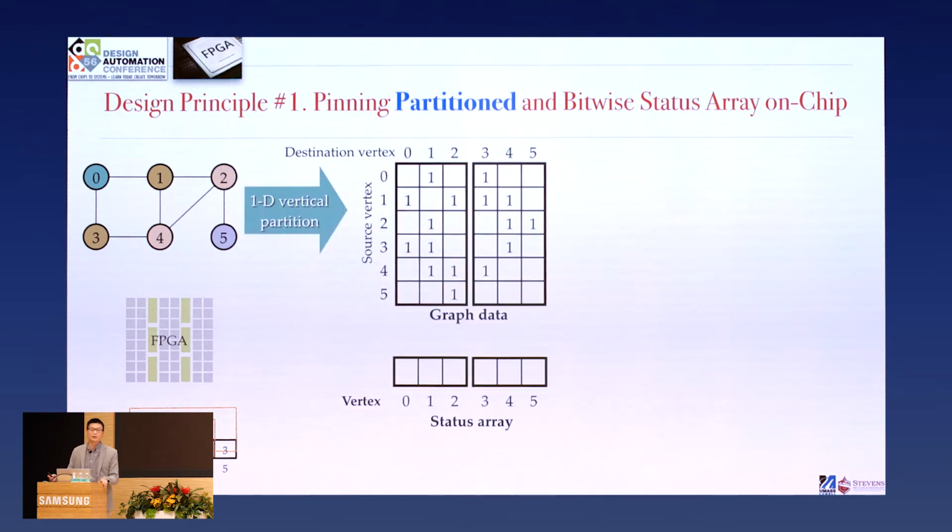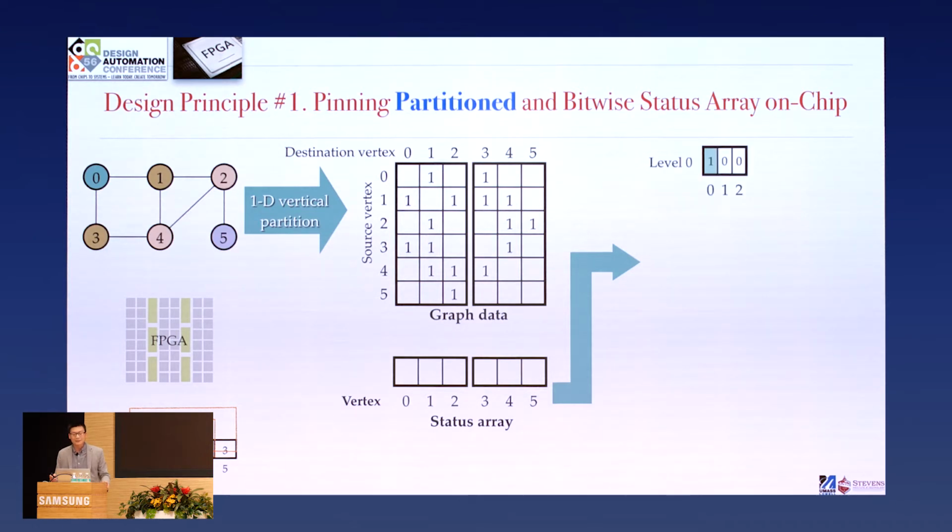We say, okay, why don't we partition the graph vertically? So whenever you are working on 0, 1, 2, you never work on 3, 4, 5. When you are working on 3, 4, 5, you never work on 0, 1, 2. So this vertical partition is going to guarantee that. Here the matrix is a graph, right? Every row is a source, every column is a destination. Every one means that's an edge, okay?